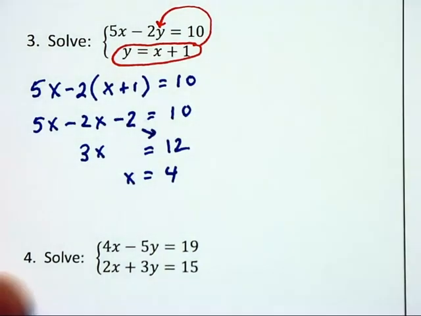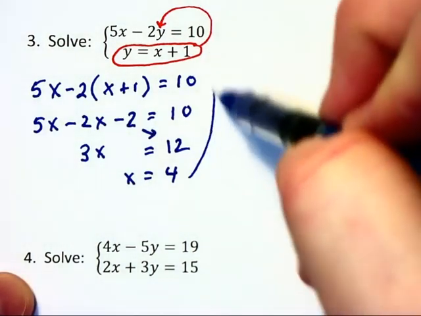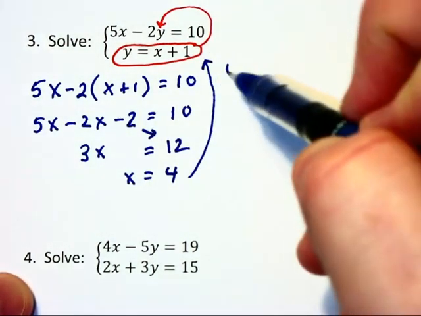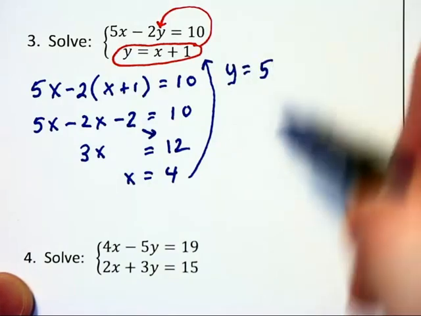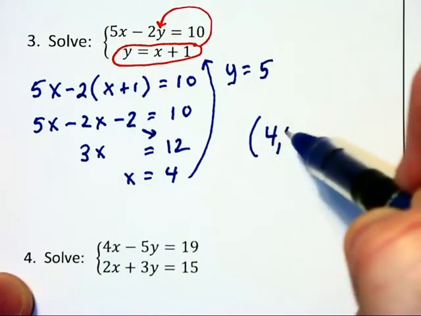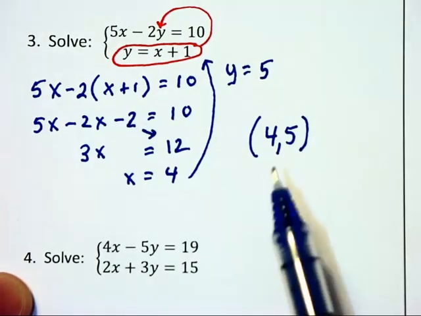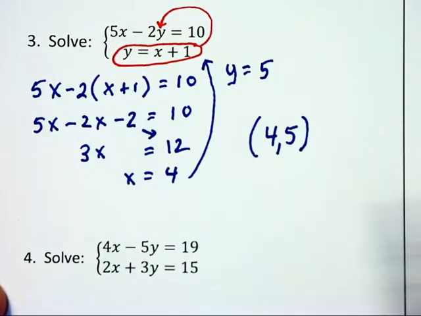Now you need a y value to go along with this, but you know that y is x plus 1, therefore y will equal 5, and your solution is the coordinate point 4, 5, which can be checked in both of the equations to verify that it is indeed the solution.